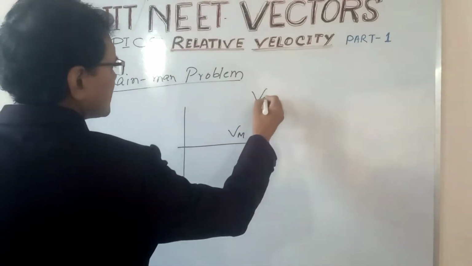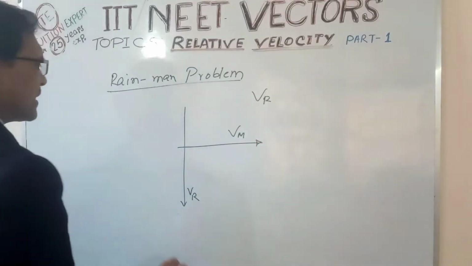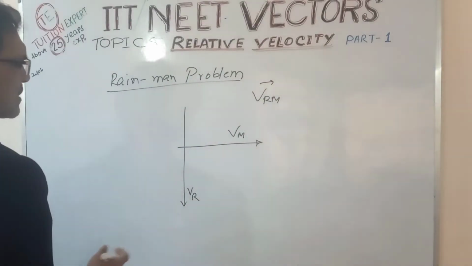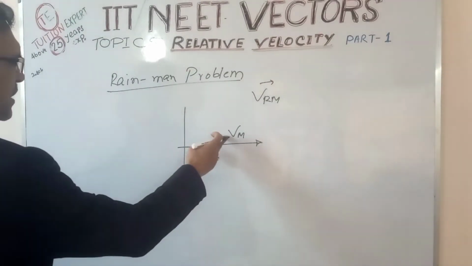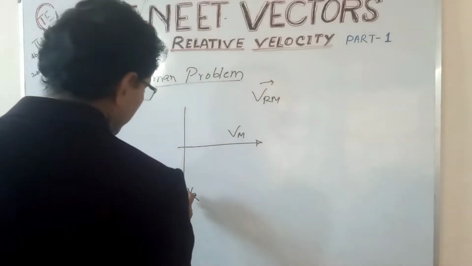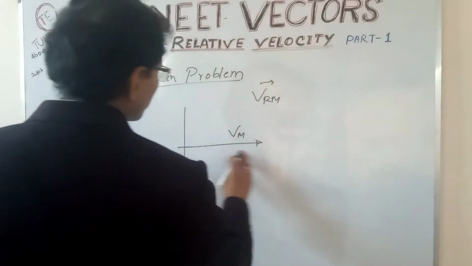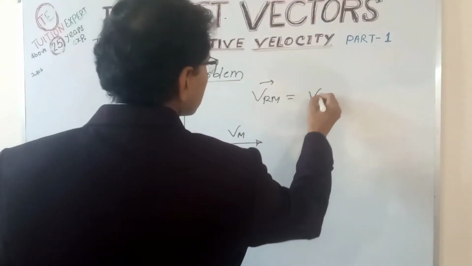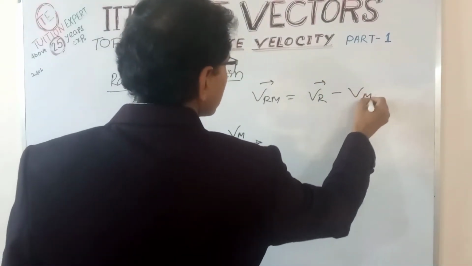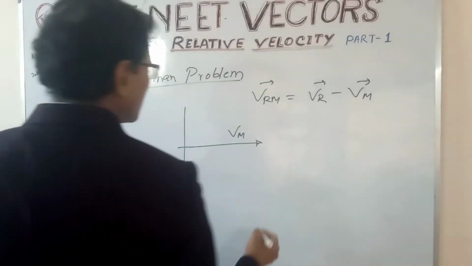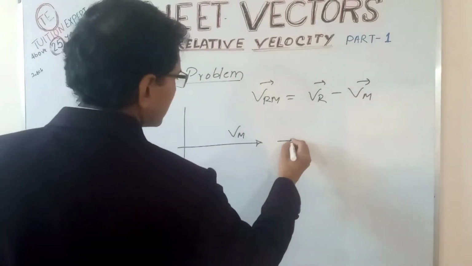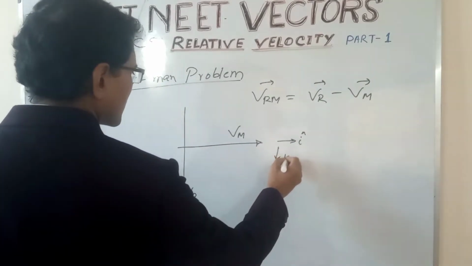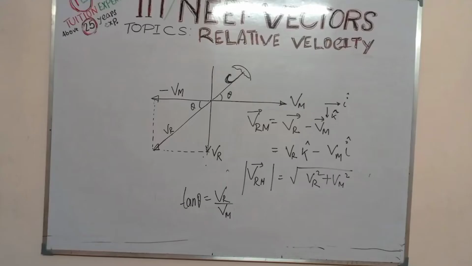So we define the velocity of rain with respect to man. Now we observe the velocity of rain with respect to man. The man wants to observe the velocity of rain when he moves with some velocity. So Vrm equals Vr minus Vm. This is the actual definition. Now if we denote the unit vector along this direction i and this direction, vertically downward, as k.